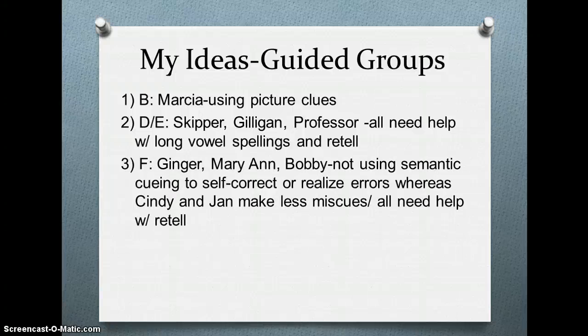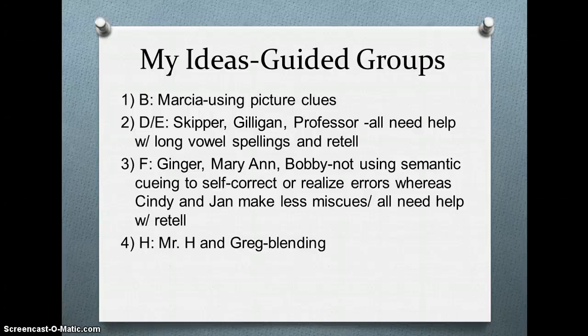Next are the level F students. Ginger, Marianne, and Bobby specifically are not using semantic cueing to self-correct or realize errors. So I pointed that out. Ginger has all of those errors, but no self-corrections. Whereas you have Cindy and Jan, they're also a level F, but what I need to work on with them is making fewer miscues. And all of these students need help with retell.